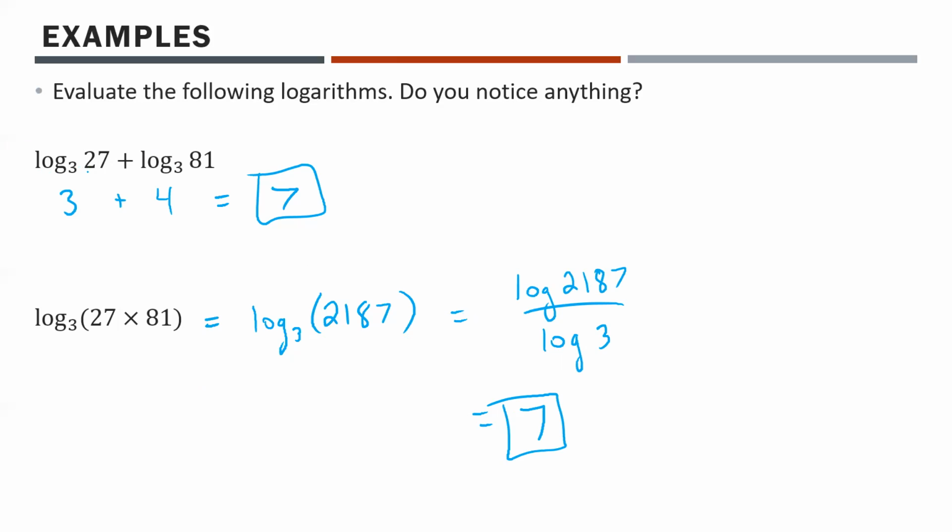Log base 3 of 27 plus log base 3 of 81 is the exact same thing as log base 3 of 27 times 81, all inside. This is not the same thing as saying log base 3 of 27 times log base 3 of 81. The 27 and 81 are actually inside the logarithm together. It's not separate logarithms being multiplied, because of course log base 3 of 27 times log base 3 of 81 would be 3 times 4, so that would be 12, right? This is something different. Interesting how this works.